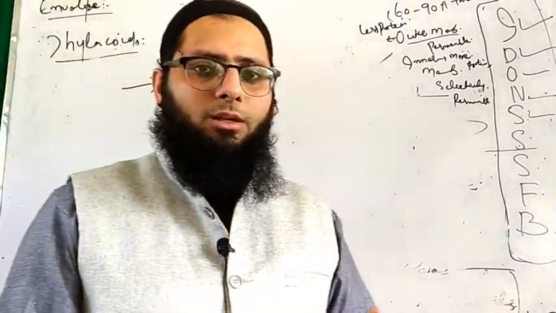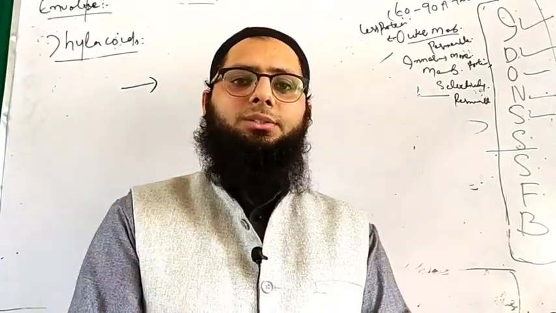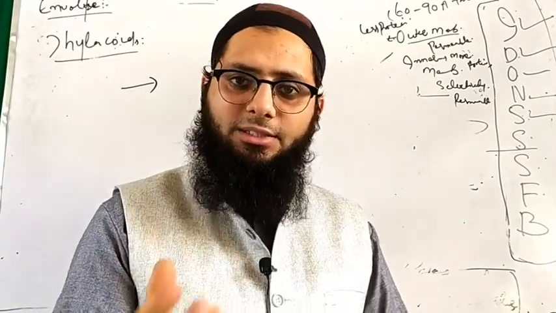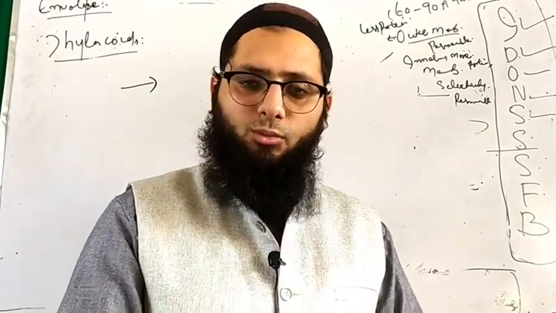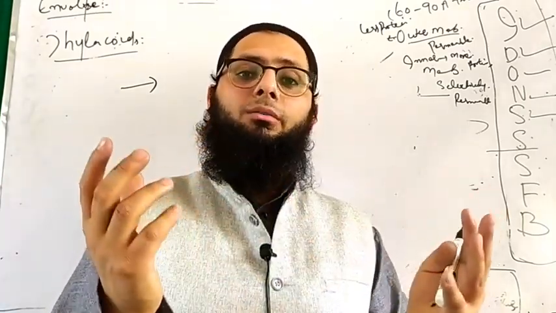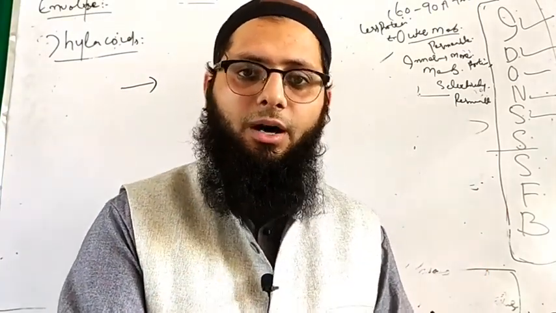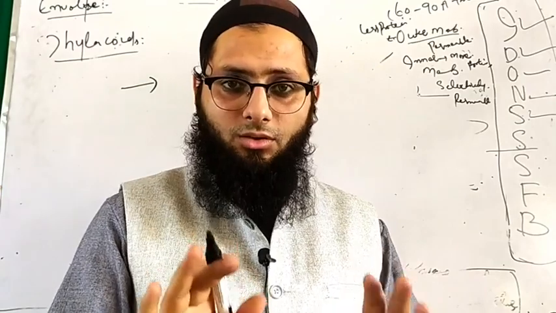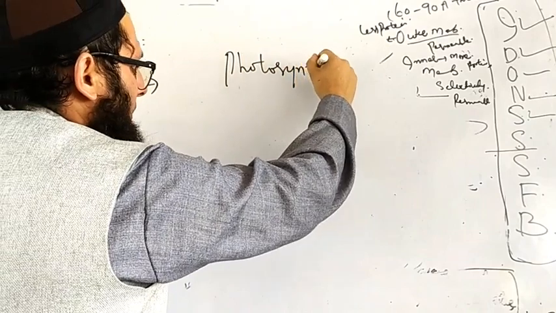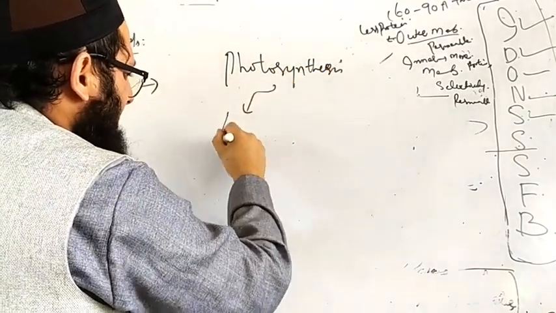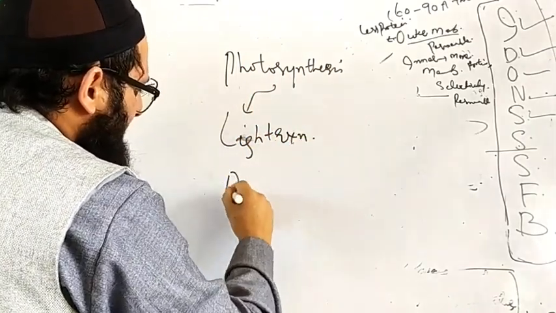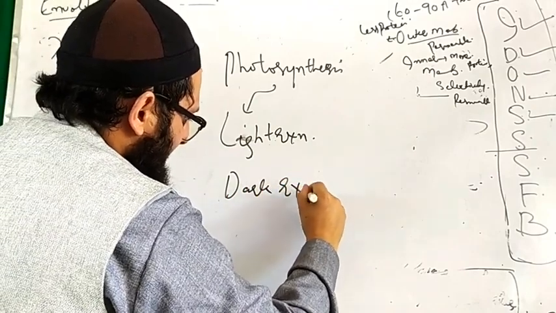So I tell you, photosynthesis is completed in 2 steps. One is light reaction and second is dark reaction. The seat of light reaction is the thylakoid membrane, mostly the inner membrane, and the seat of dark reaction is the stroma, where, as I told you, enzymes for the Calvin cycle are present. Got it? Again I tell you, photosynthesis is completed in 2 parts. One is light reaction, another is dark reaction.